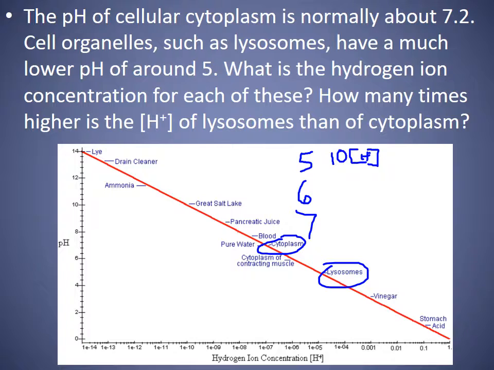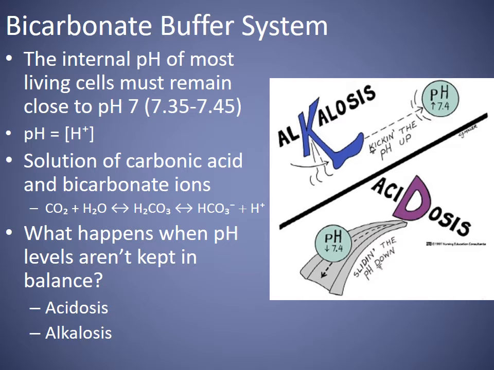So when we take a look at pH of about 7, 10 times 10 is about 100 times. So a pH of 5 is about 100 times stronger in pH than pH of 7. So taking a look here, lysosomes have a pH of roughly 5, which is 100 times stronger in pH than that of cytoplasm.